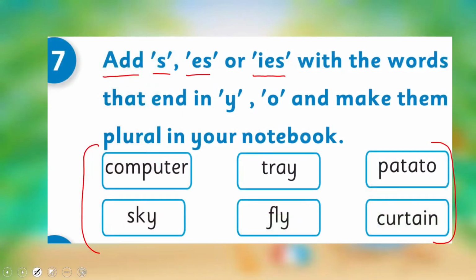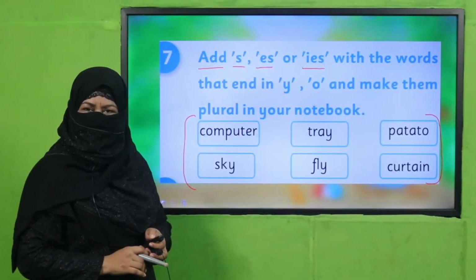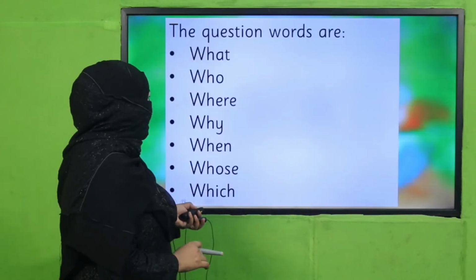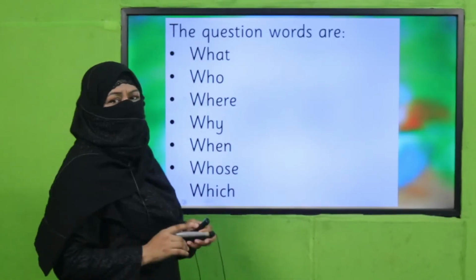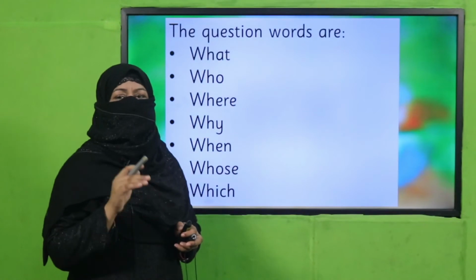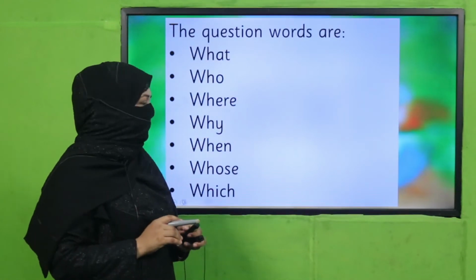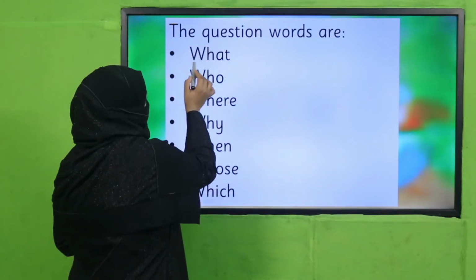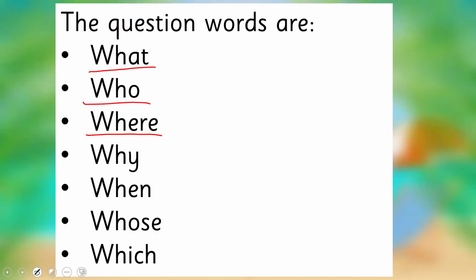Yes, my dear children, good job. Now it's time for the next concept. I asked you to make a list of WH question words. What do you know about them? They are what, who, where, why, when, whose, which.